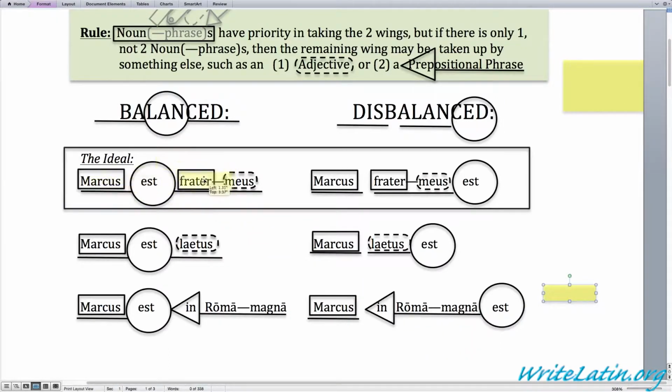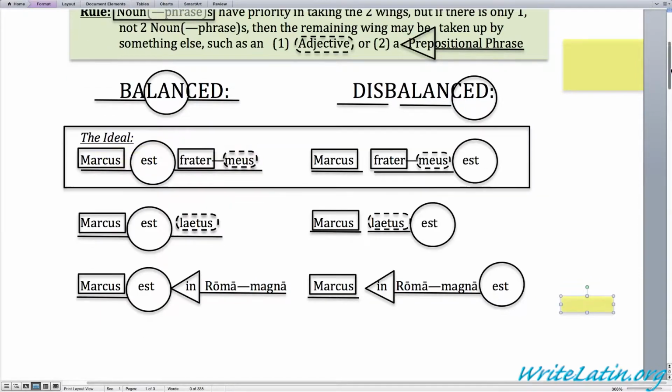Ideally, you want a noun anchoring each wing. And so if you find that second noun especially, then you know usually that the second wing is starting there. Like, here's that second noun. If I was reading the sentence, I'd say to myself, okay, Marcus, and then I'd get to a second noun, frater, and that's my signal that a new wing is starting, and that this is going to be the predicate nominative now, not the subject.